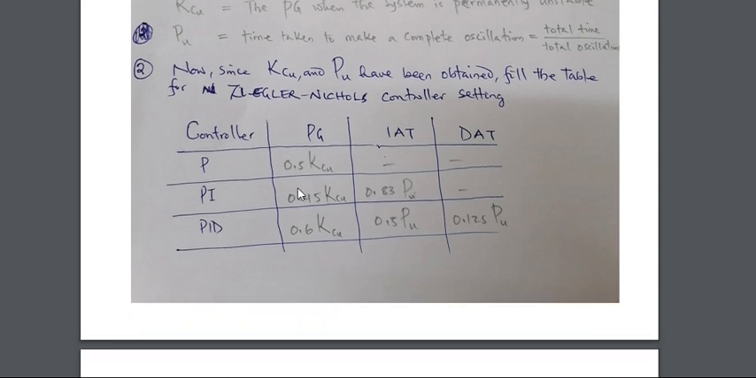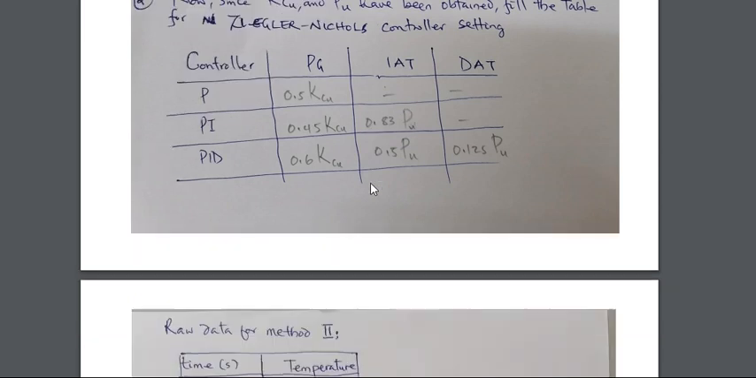So for PG, we simply put something like 0.5 times the KCU we got, which is 11. So here we have 0.5 times 11. Here it will be 0.45 times 11. Here it will be 0.6 times 11. And then here it will be 0.83 times the period we have obtained. And simply you have finished your data analysis for the first method.